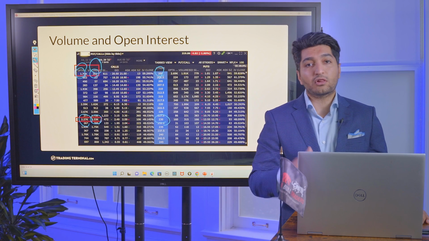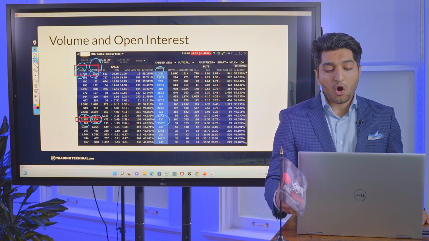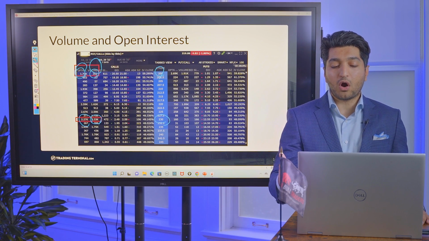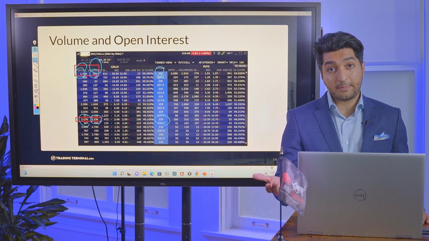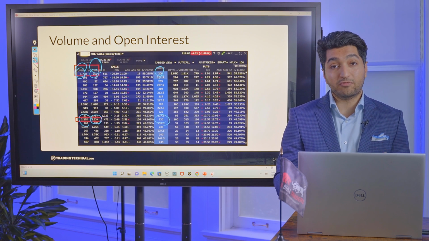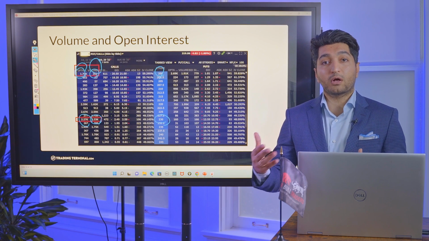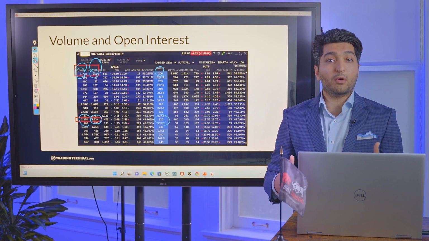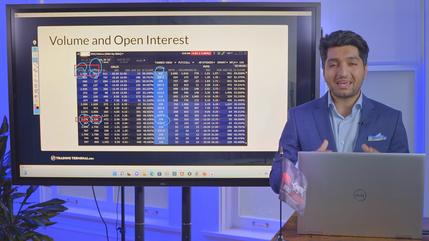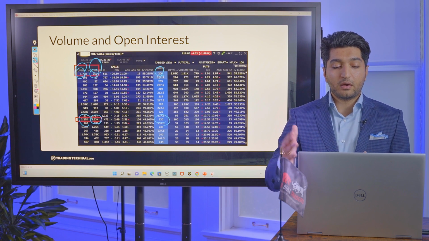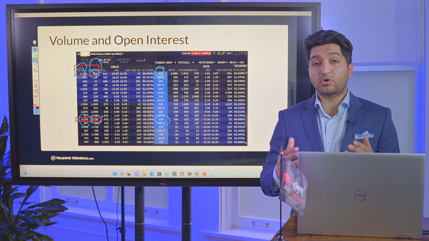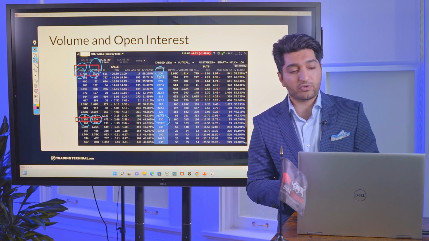That shows that a lot of the market participants are buying 230 calls for a stock like Netflix. And sometimes this massive volume can lead to the stock rallying because of the phenomenon called gamma hedging that the market makers do. So paying attention in the option chain to volume and open interest is really, really important as a beginner option trader.